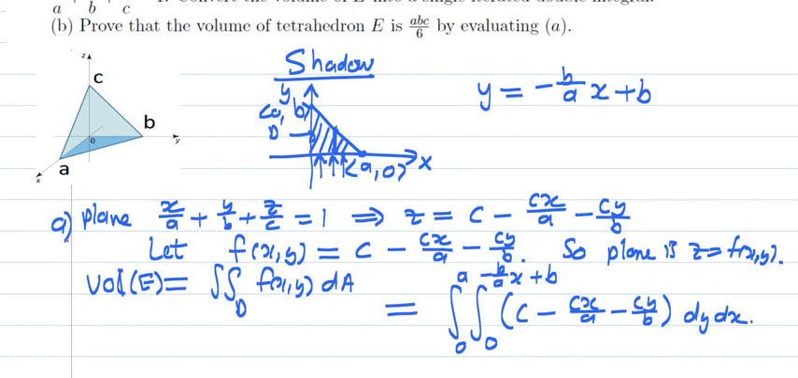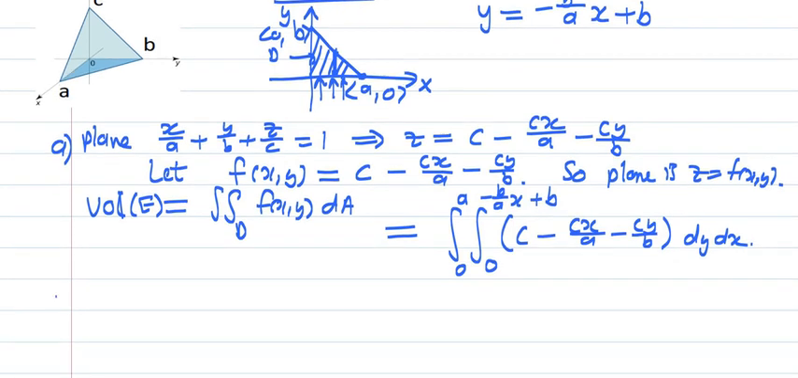And now part b is to do this double integral and see what is the volume of a tetrahedron that cuts the x-axis at a, the y-axis at b, and the z-axis at c. All right, so this calculation is not very exciting, but let's do the maths. Remember, we work our way from the inside to the outside. So the volume of E is an integral from 0 to a. And now we integrate with respect to y.